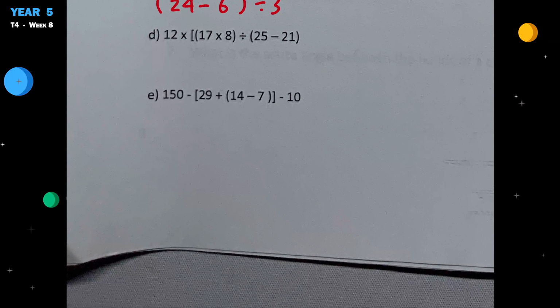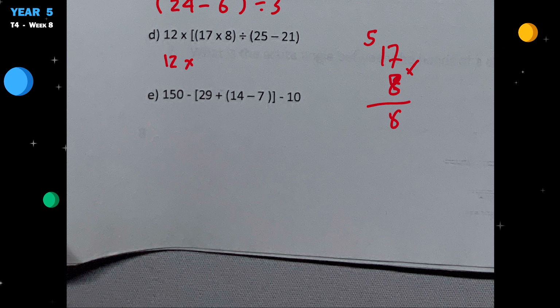Next one is you've got 12 times, we'll do the innermost bracket first. So this one is 17 times 8. Okay, 8 times 7 is 56. Carry the 5. 8 times 1 is 8 plus 5 gives you 13. So that'll be 136 divided by 25 take away 21, which gives you 4.